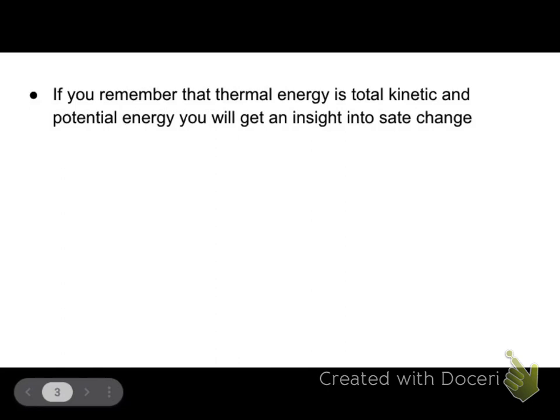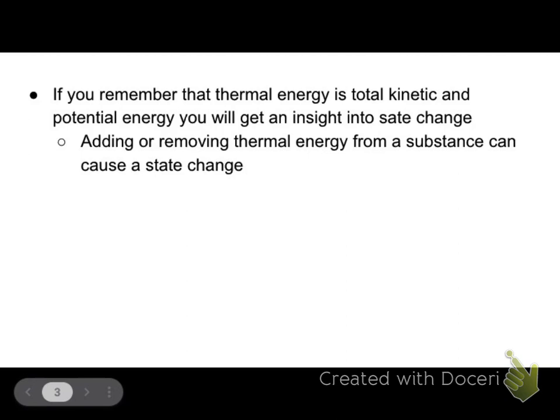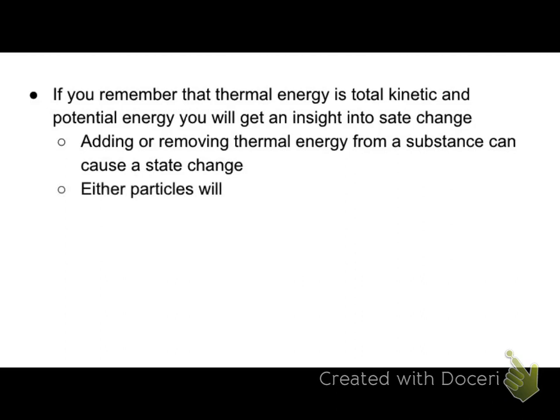If you remember that thermal energy is the total of kinetic and potential energy, then you'll get a little bit of insight into state change. Adding or removing thermal energy from a substance can cause a state change. Because adding or removing energy will either cause the particles to move faster or slower. When you add or remove thermal energy, you have to either add or remove potential or kinetic energy. So if you're adding kinetic energy, the particles are going to move faster. If you're removing kinetic energy, the particles are going to move slower.